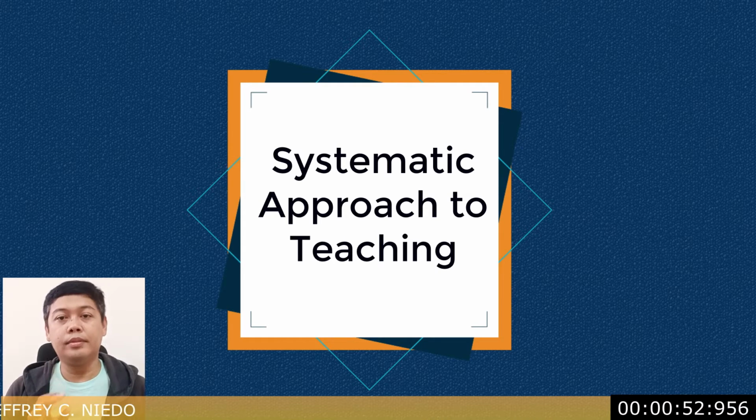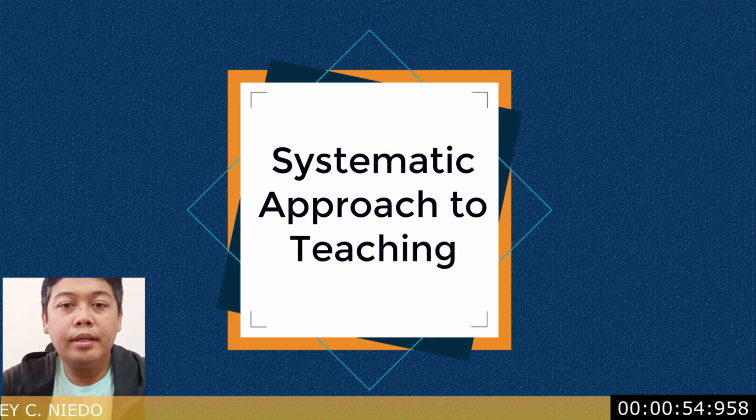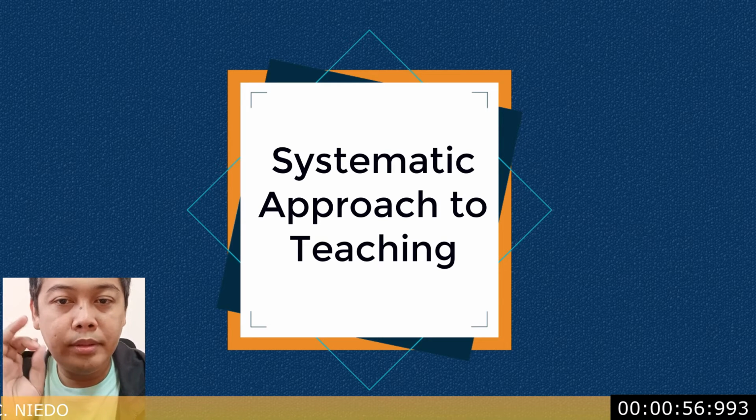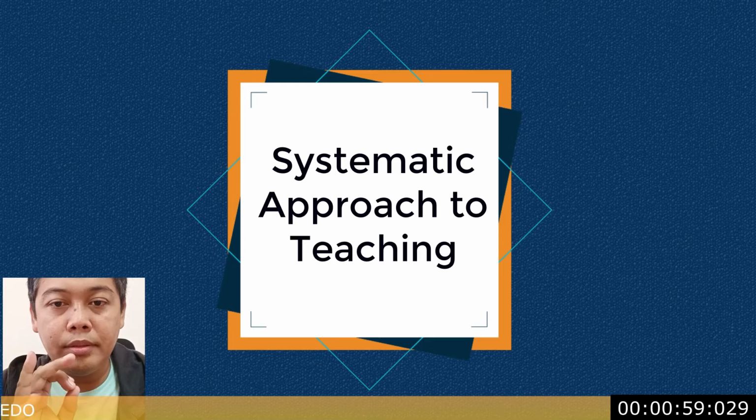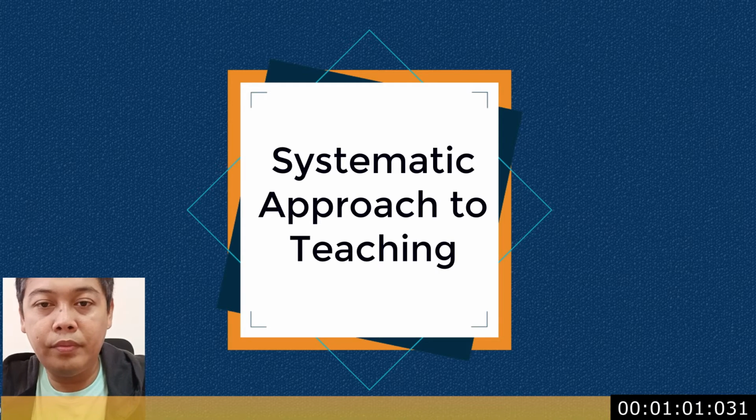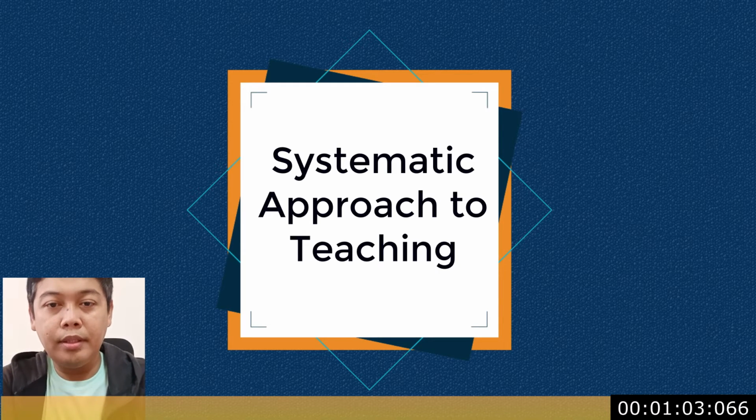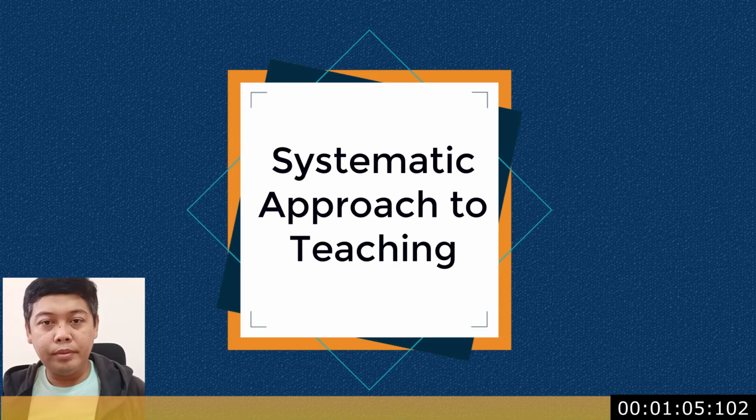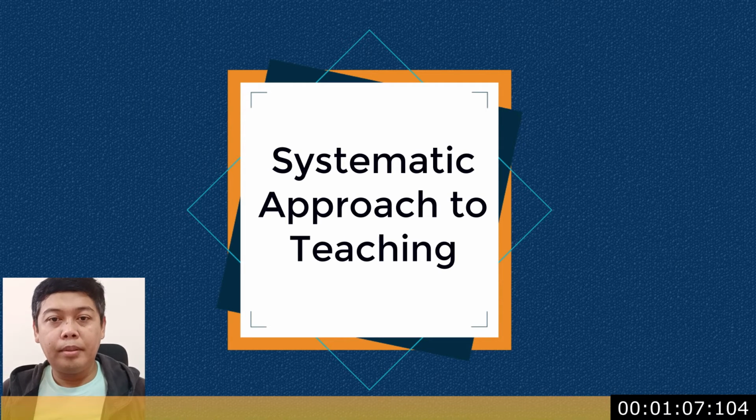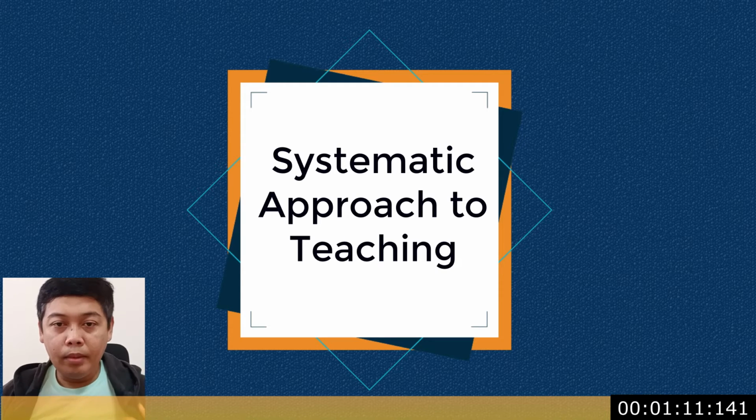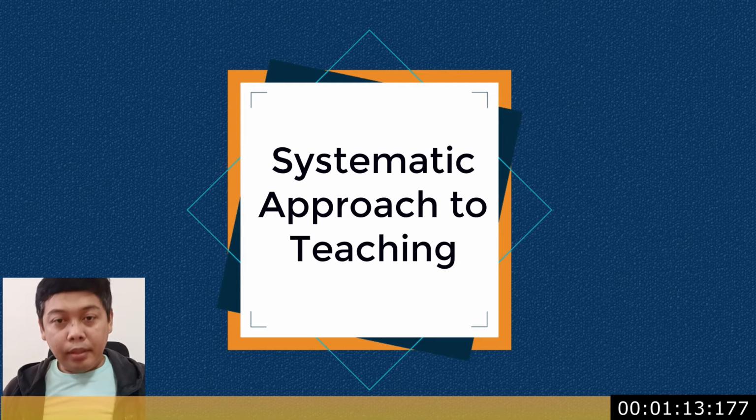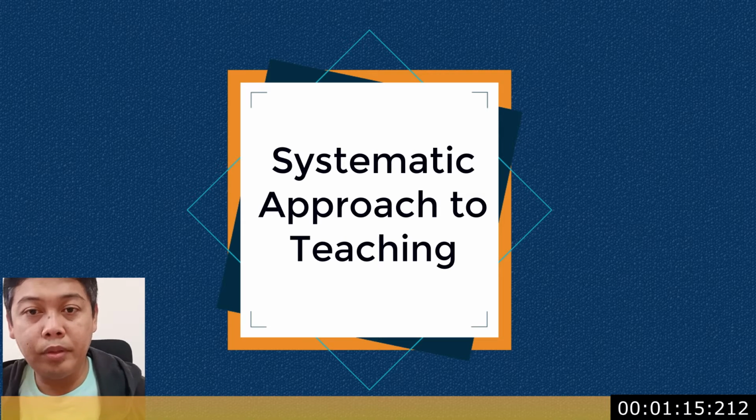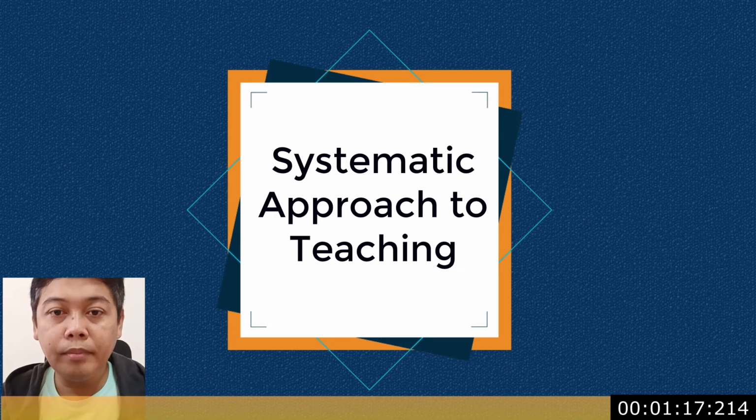We are discussing a systematic approach to teaching because we are following a structure or a system so that we can be sure that we are attaining what we want to accomplish. As a teacher, it's quite difficult to stick with one type of strategy or approach when it comes to teaching. Why?